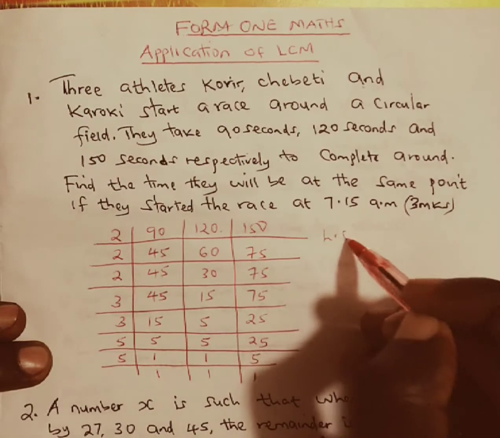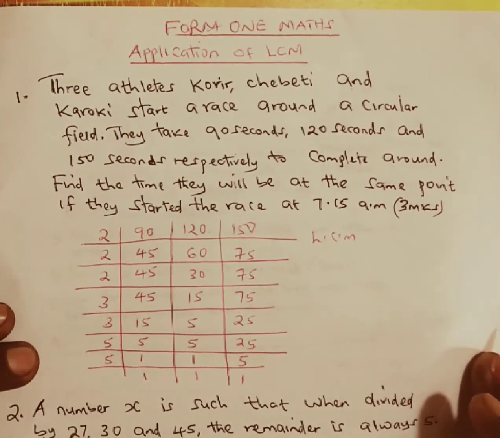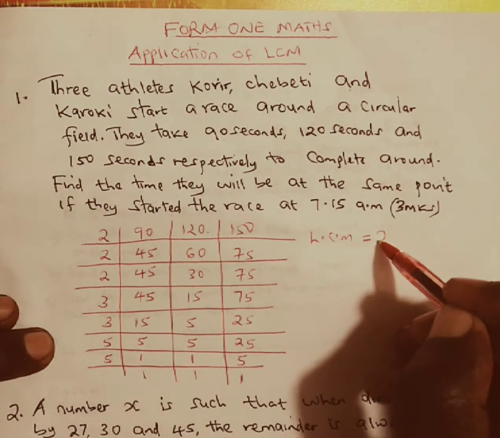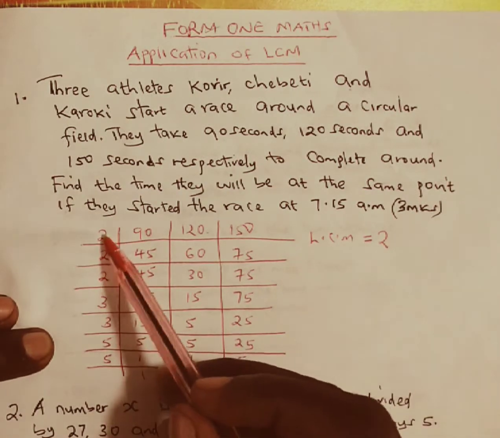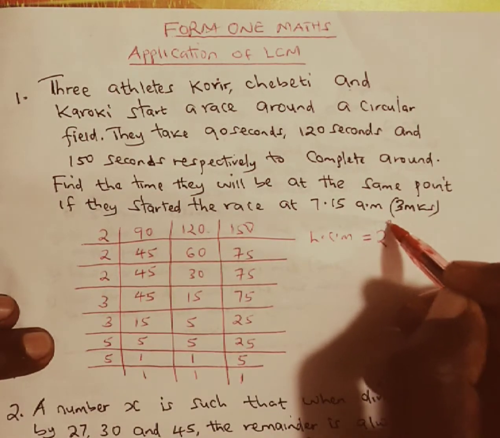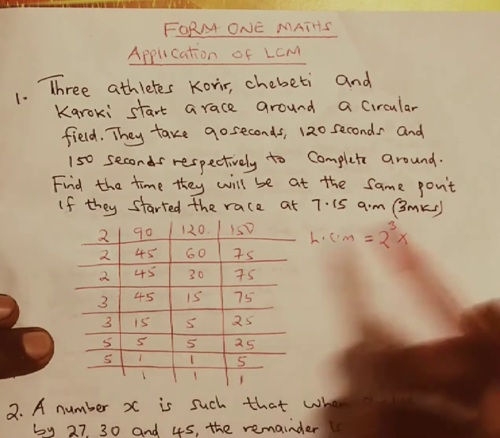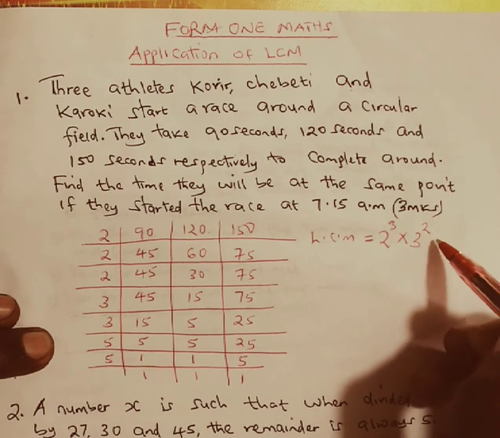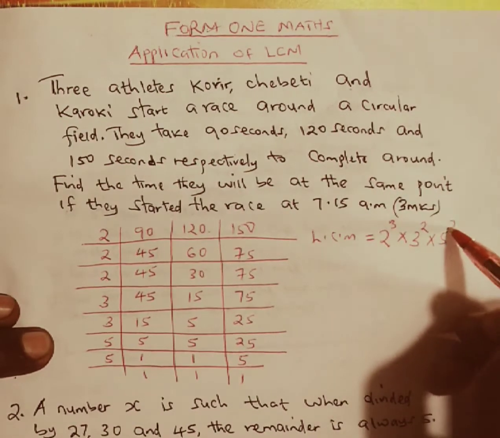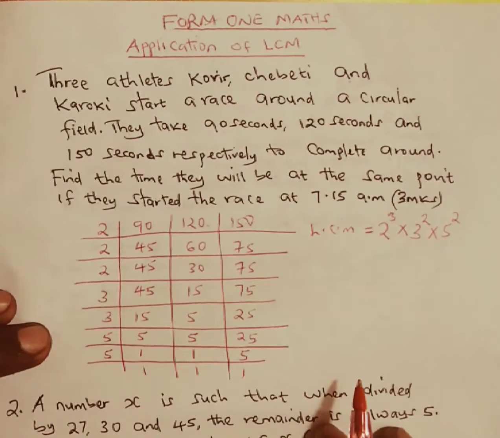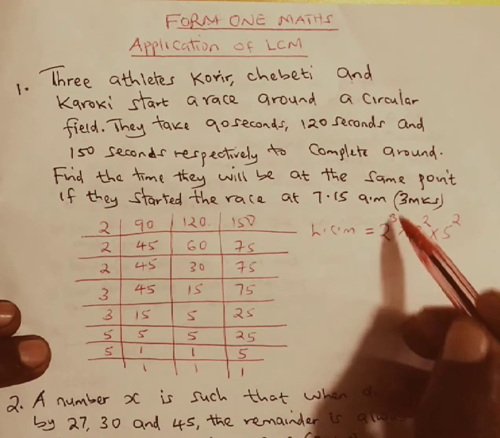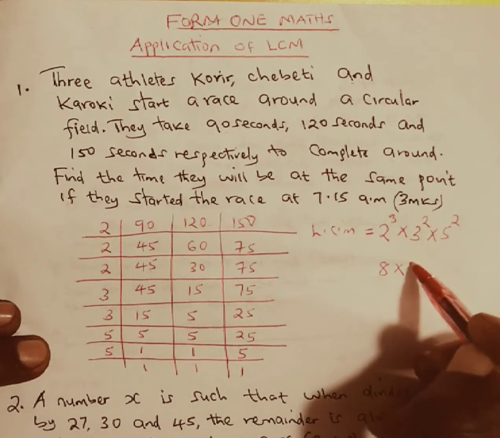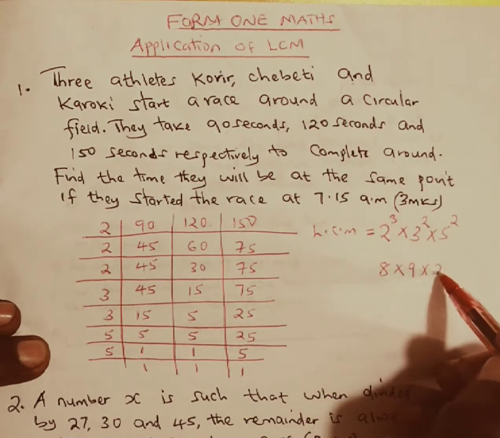And now the LCM of these numbers will be equal to the product of the factors. 2 appears 3 times, so it can be written as 2 to the power 3, times 3 appears 2 times, so it can be written as 3 squared, times 5 appears 2 times, so it can be written as 5 squared. So 2 to the power 3 is 2 times 2 times 2, which is 8. We multiply by 3 squared, which is 9, times 5 squared, which is 25.